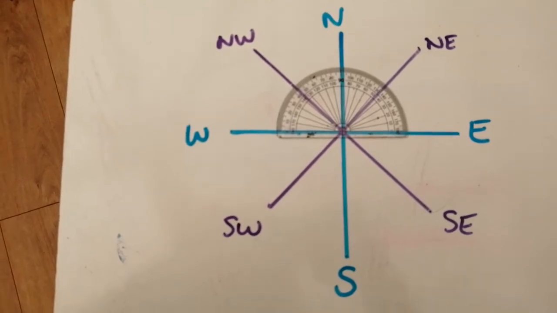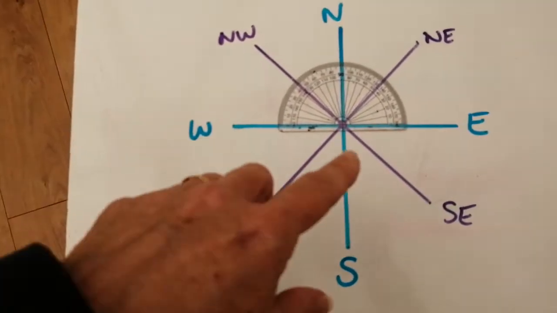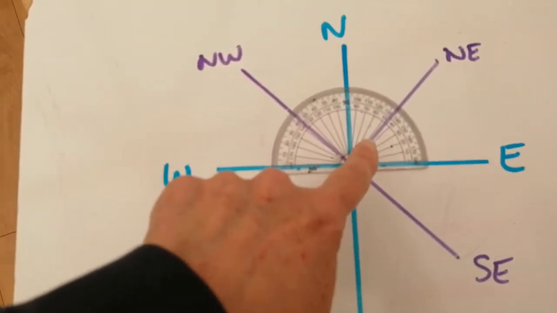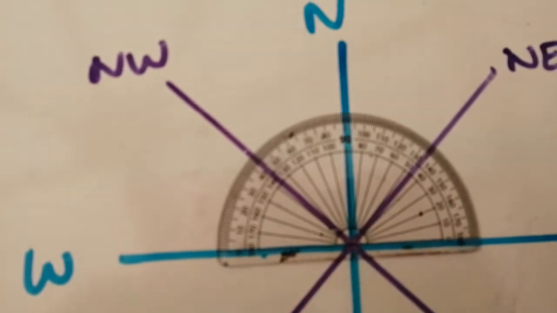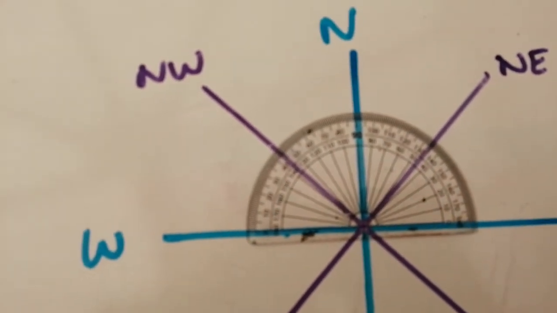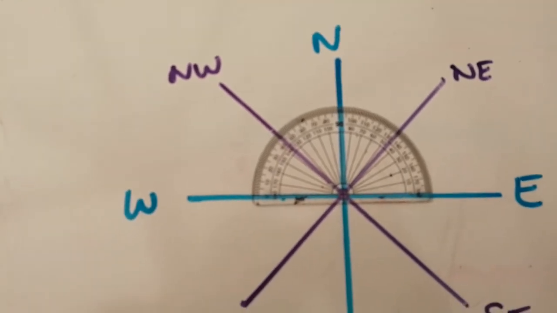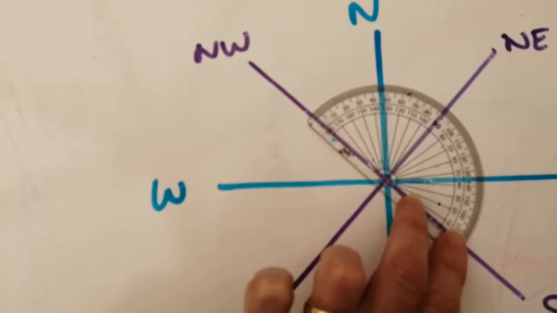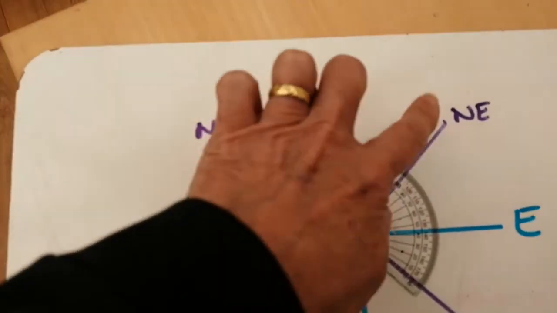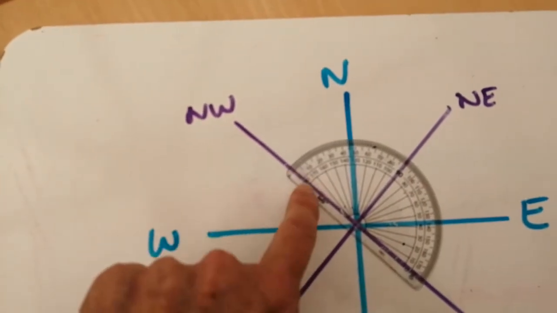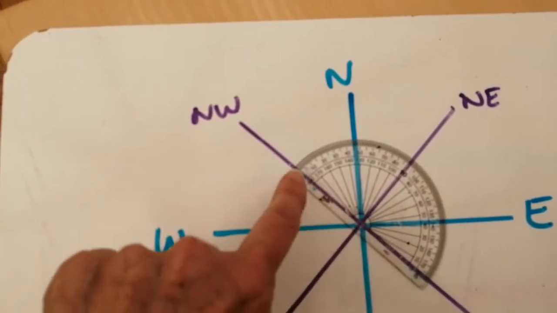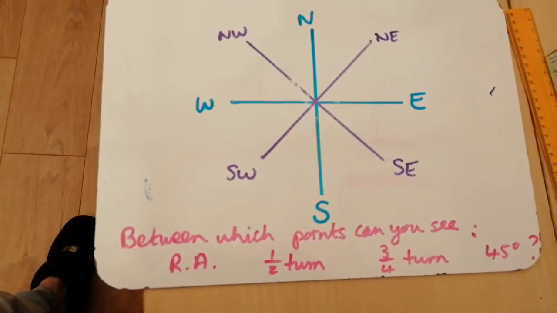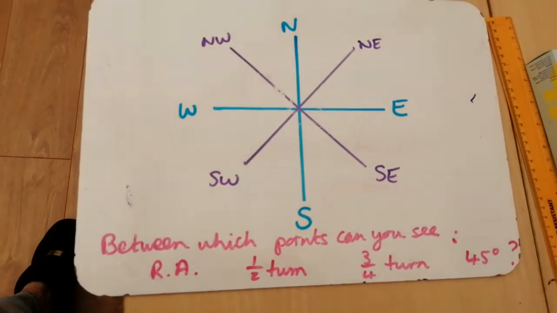If I were talking about the angle between the main compass points and those ones that are in between, like northeast and northwest, you can see that it's a 45-degree angle because it's half of 90. But actually then, if I turn my protractor round, I can see that the angle between, for instance, northwest and northeast, those in-between points, that's 90 degrees. Something to think about. Between which compass points can you see a right angle?